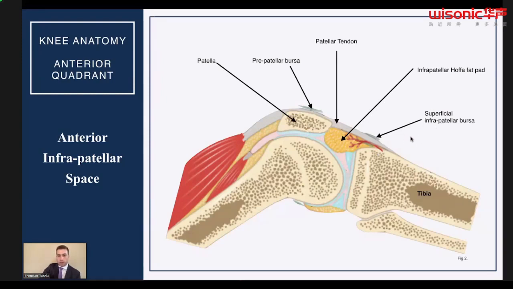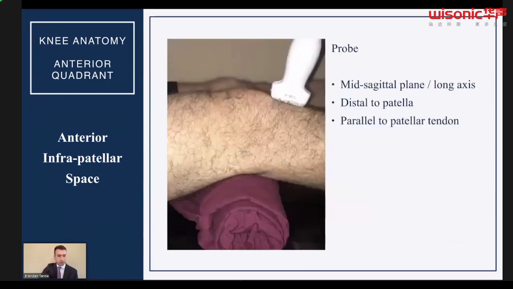But this is just anatomy of the infrapatellar space. And then you do have right here, just deep, if you look right here in this picture, you see the deep infrapatellar bursa right there. So where you're going to hold the probe for this one, you're going to have it again mid-sagittal.